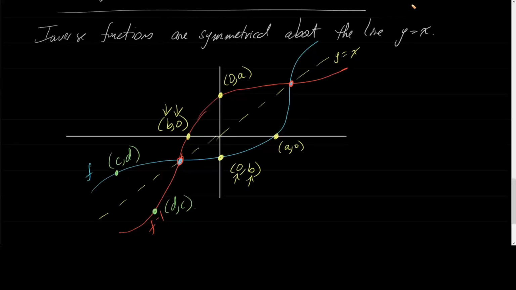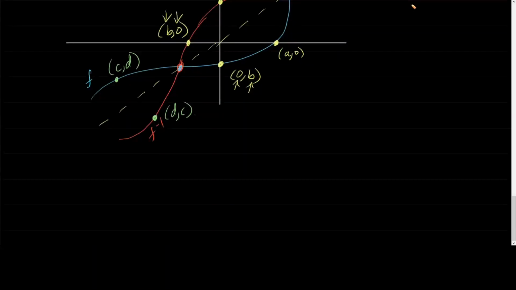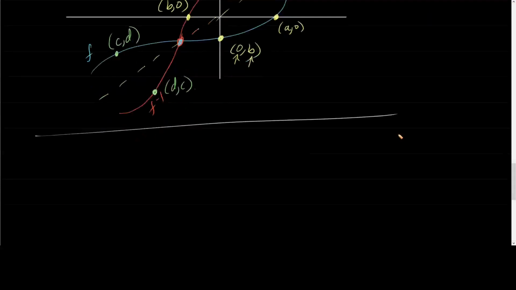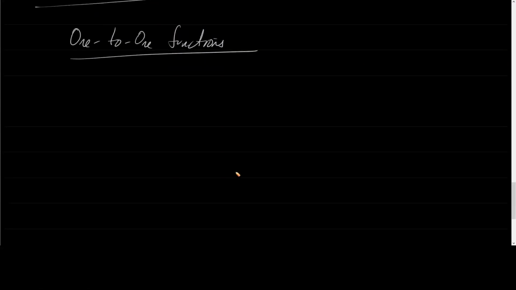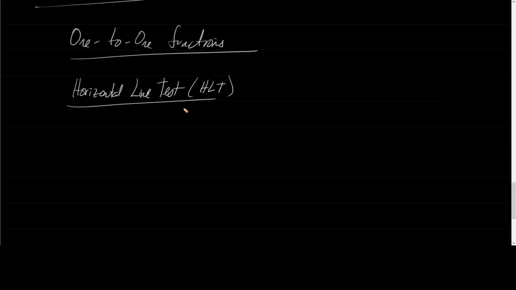Now, when would a function have an inverse? All right, not every function has an inverse. Let's talk about which functions do. And before we do that, we need to first discuss a type of function. All right, so let's talk about something called a one-to-one function. Well, first let's start with something called the horizontal line test. We can abbreviate that HLT, horizontal line test.